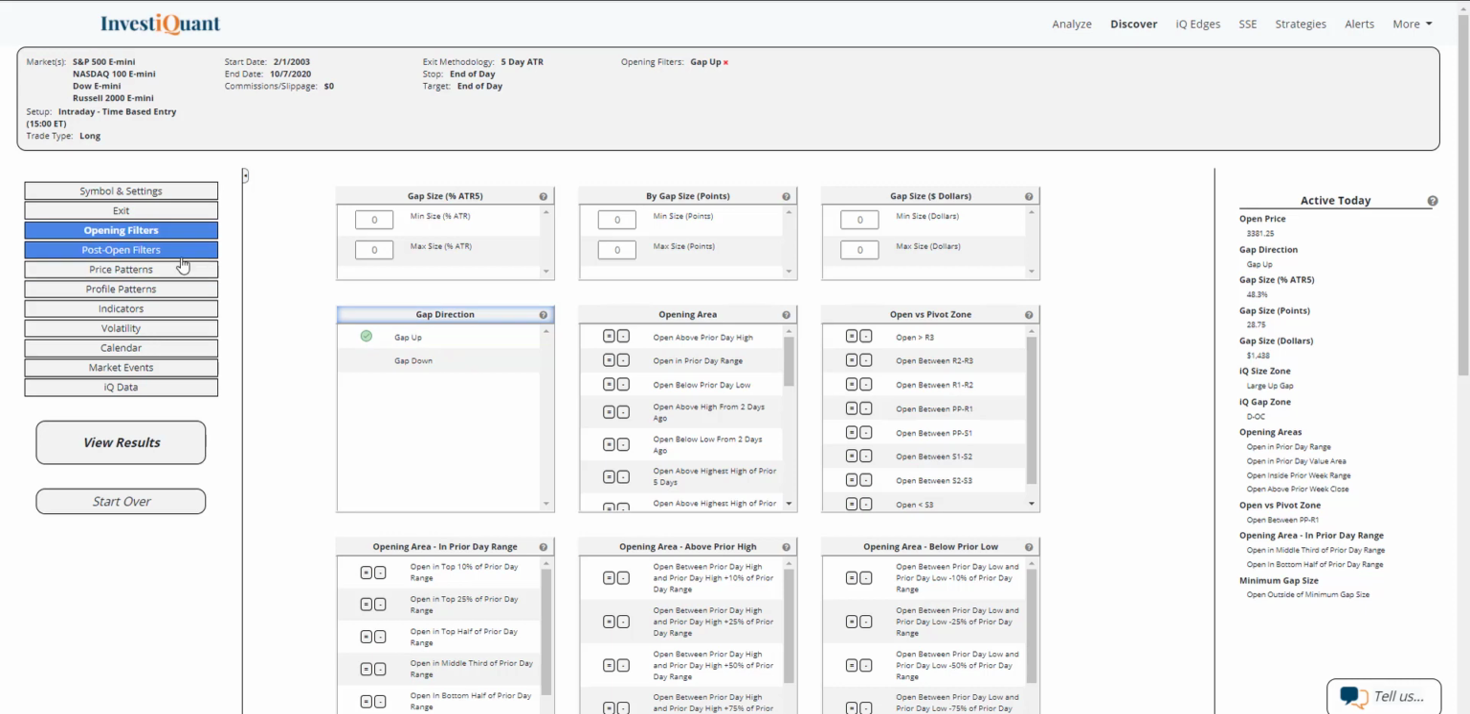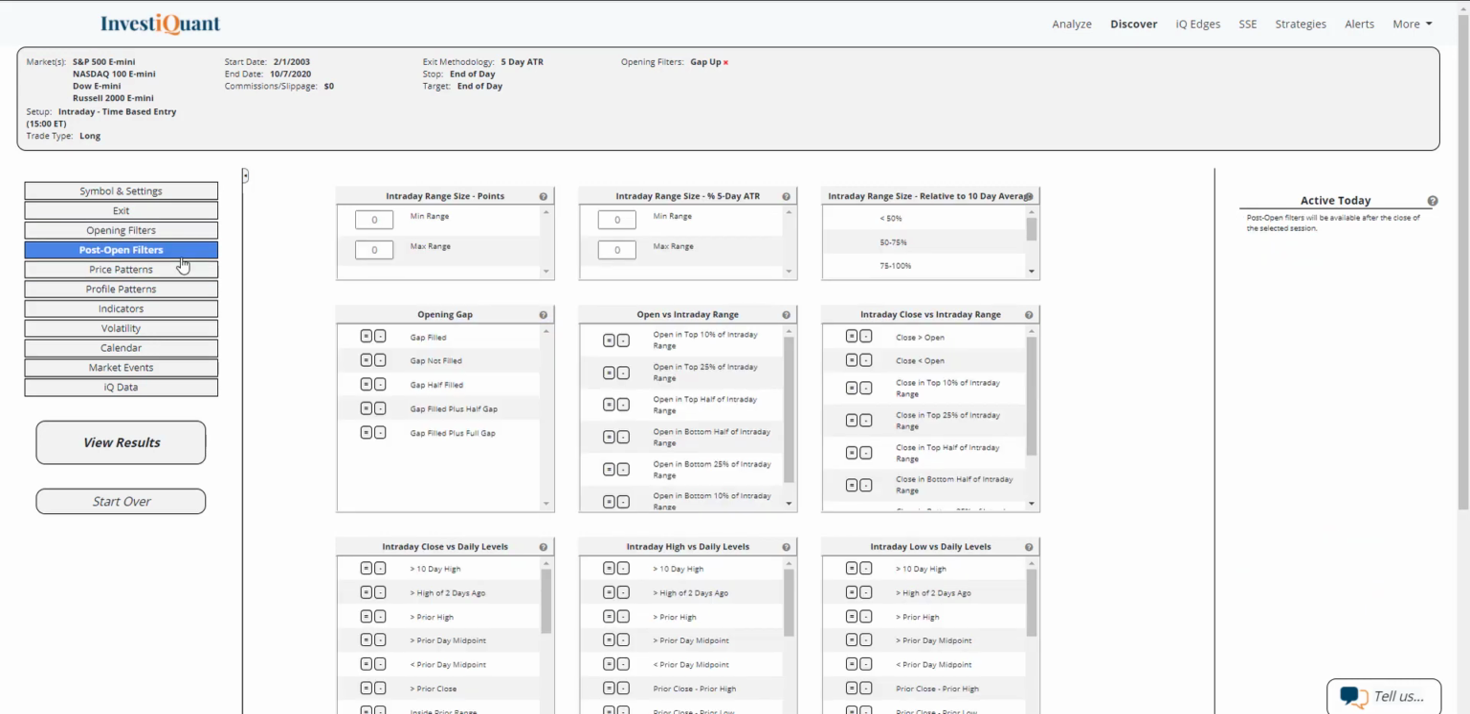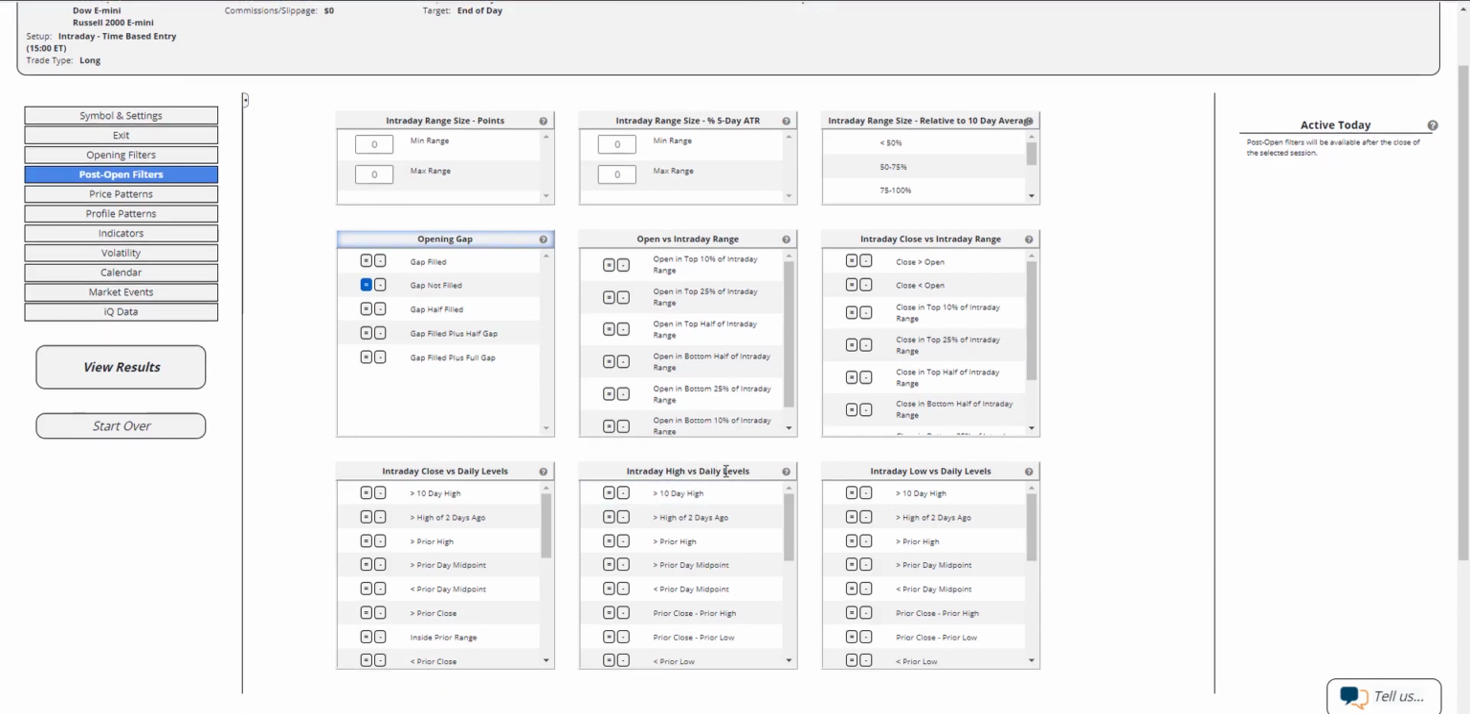Then I'm going to go into the post-open filters, and this is where I can add information around what has happened between the open of regular trading hours and the entry time for the setup that we're looking at, which I've got set at 3 p.m. And what I want to say is the gap has not filled, so the market never retested the prior day's closing price, and we have a lower high and a higher low. So I can go down to this intraday high versus the daily levels, and I can say that the intraday high is not greater than the prior day high.